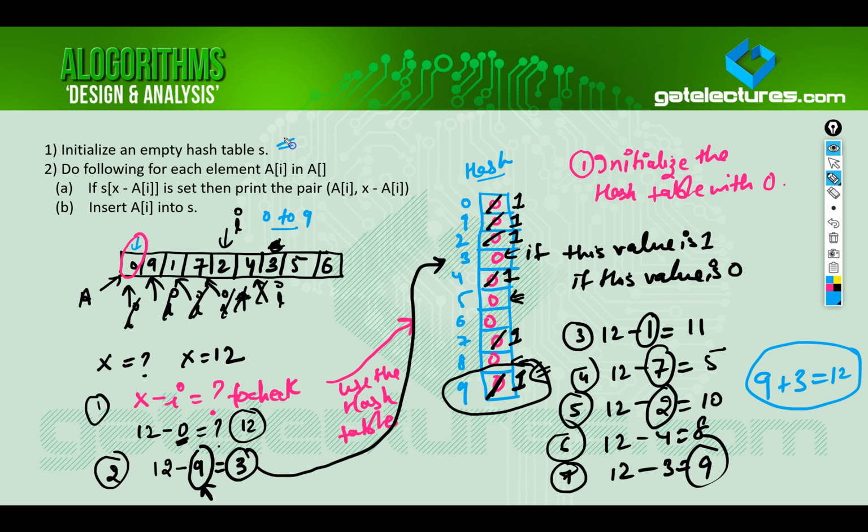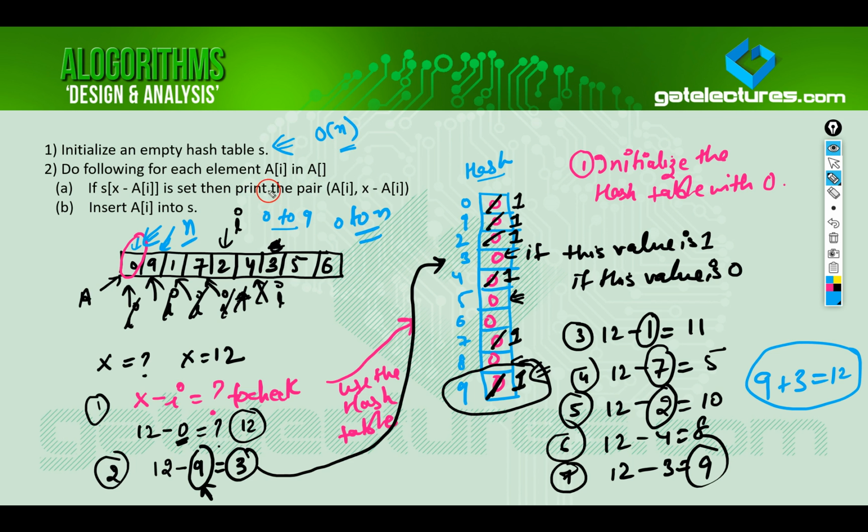So the first step is we have to initialize a hash table. To initialize the hash table, it is going to take order of n time, because let us say we have the numbers from 0 to n, right? The range is 0 to n. For example, here 0 and n is 9. So because the range is 0 to n, to initialize an empty hash table, it is going to take order of n time.